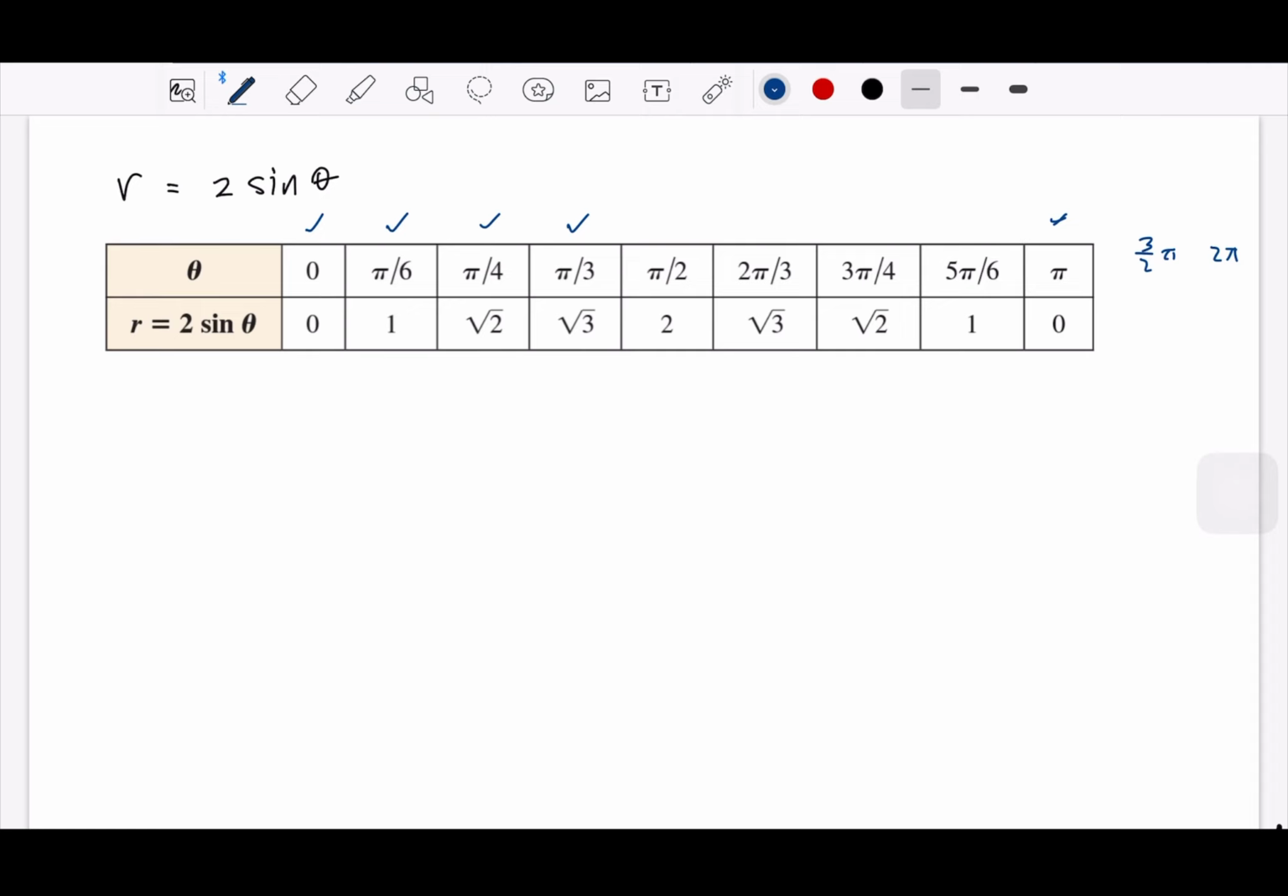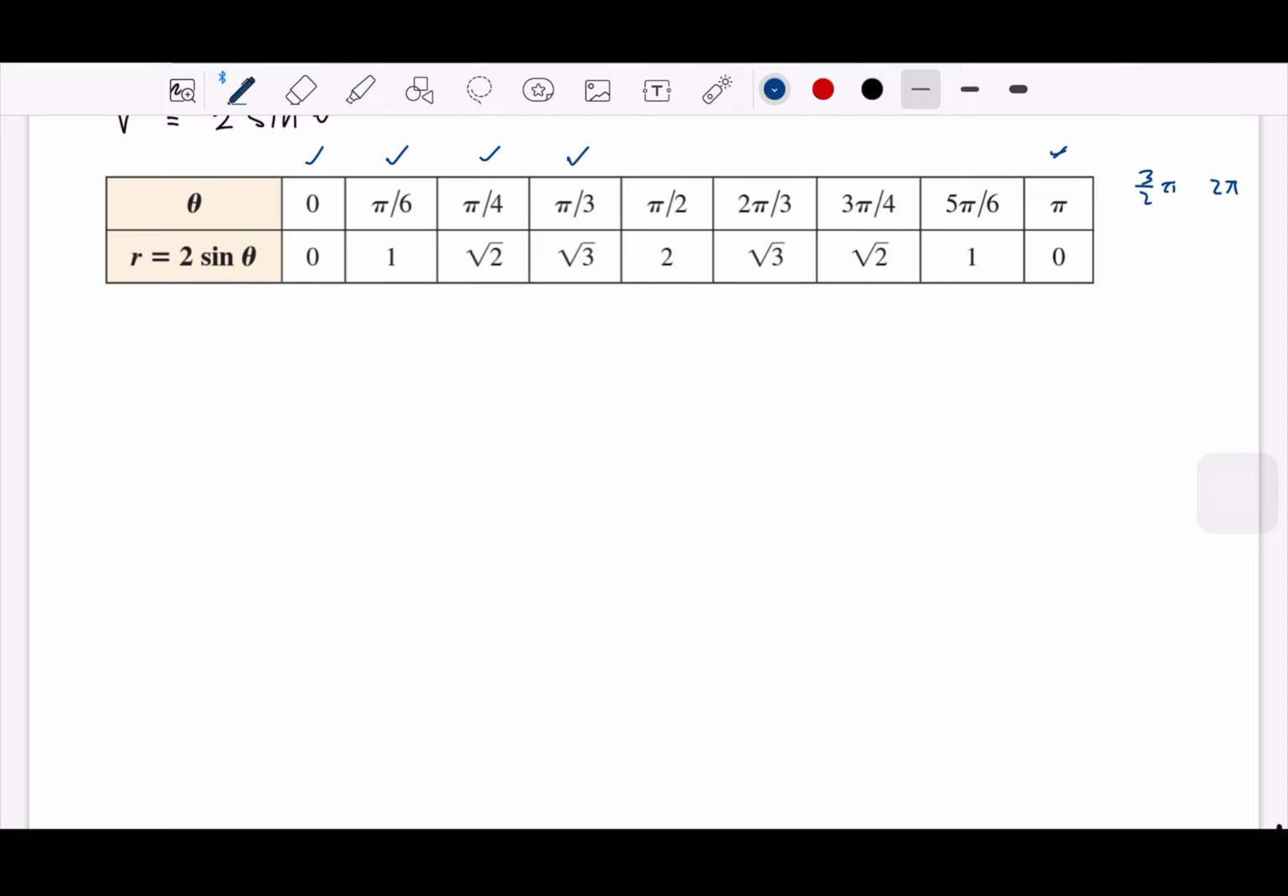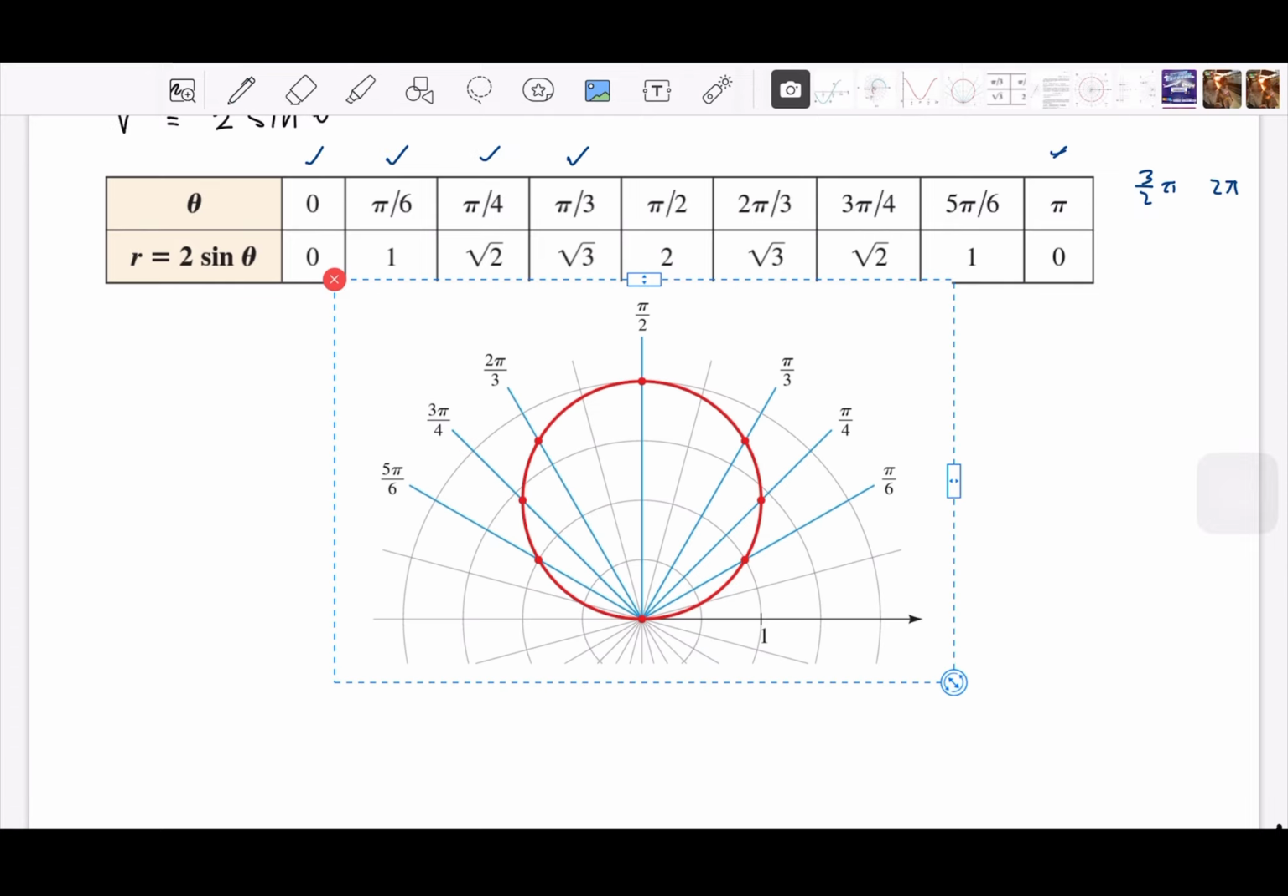Okay, now how do we take this into our polar curve? We could imagine a polar grid, and then plot each point from theta equals 0, and then theta equal pi over 6, and then until theta equal pi. But let me just give you the results already. So this will be the result.